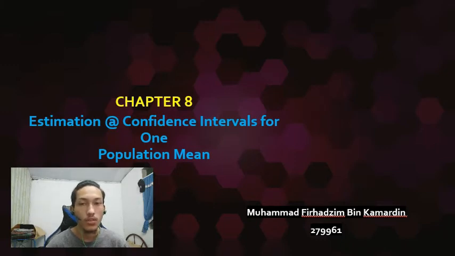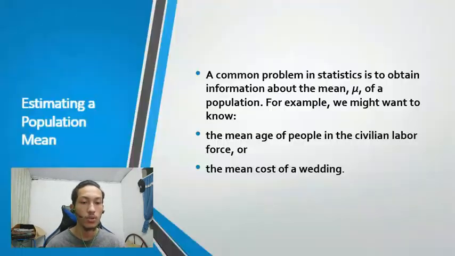My number is 279961. So I will do chapter 8. The topic is about the estimation or confidence interval for one population mean. So in this topic, I will explain about estimating a population mean.